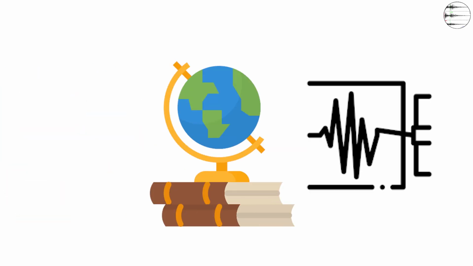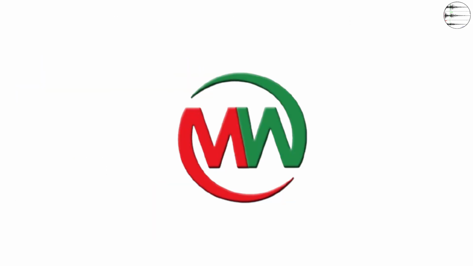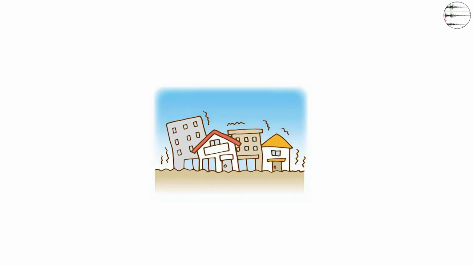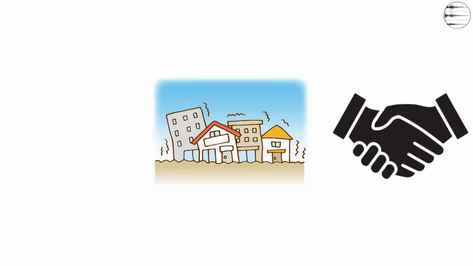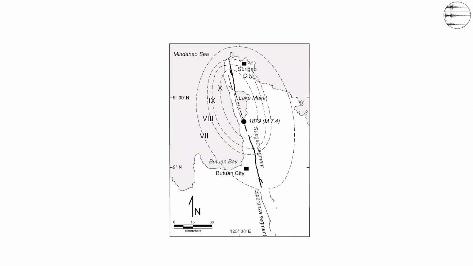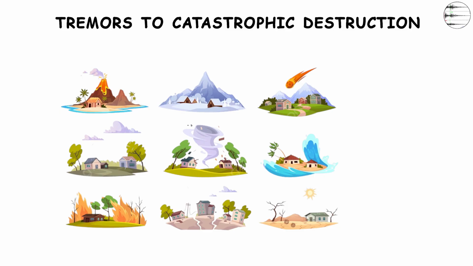Historically, the Richter scale was used, but today seismologists prefer the moment magnitude scale, Mw, which is more accurate for very large events. Each increase of one whole number on this scale represents about 32 times more energy released. The intensity of an earthquake, on the other hand, refers to how strong the shaking feels at a specific location and how much damage it causes.